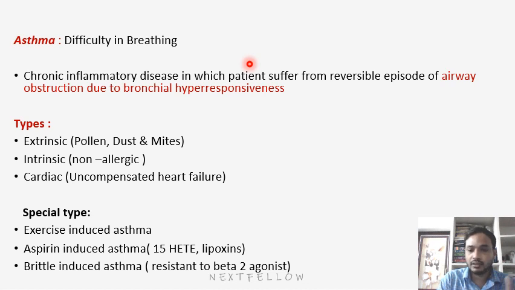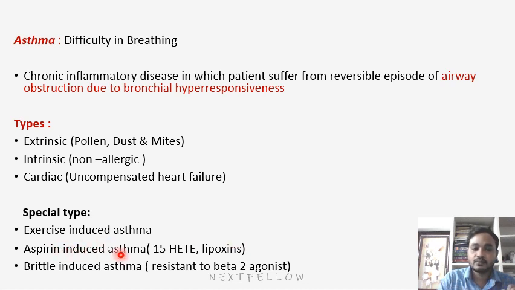Aspirin inhibits the cyclooxygenase pathway, so the arachidonic acid in the cell membrane gets diverted. This arachidonic acid will be converted into 5-HETE, and when this is formed, it will be converted into leukotrienes. These act as the trigger point for bronchial hyperresponsiveness and bronchial obstruction. Due to that, the patient will develop asthma. That is aspirin induced asthma.